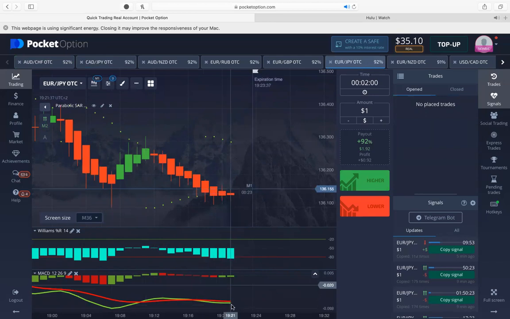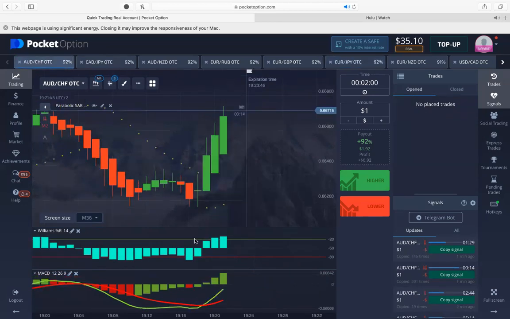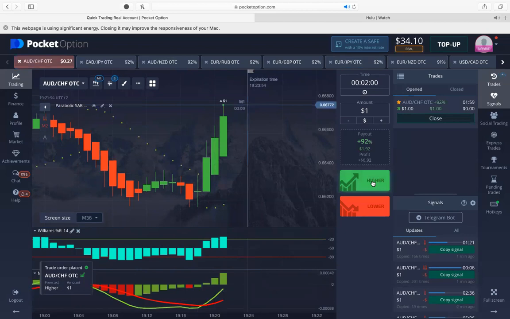I like to call this the alligator mouth. If that gator's mouth isn't open wide enough for me to feed it, then I don't take the trade. Let's go back and see. See, here we had the perfect mouth to feed. So I'm going to enter there again for $1.